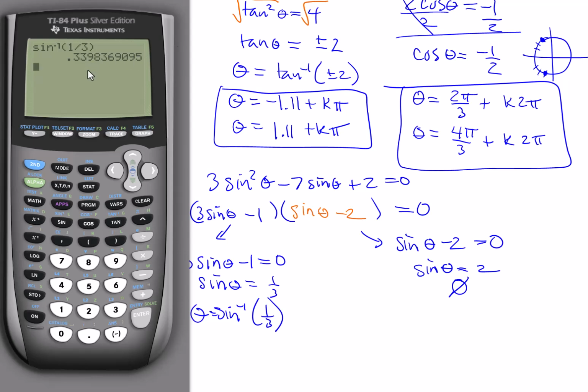Or you actually might see a lot of trig books using more decimal places to be more accurate. So you might see them using like 4 or 5 decimal places. If we used 5, this would of course be 0.33984. So we'll just go with that to give a little more accuracy. Some books will do that just as well.